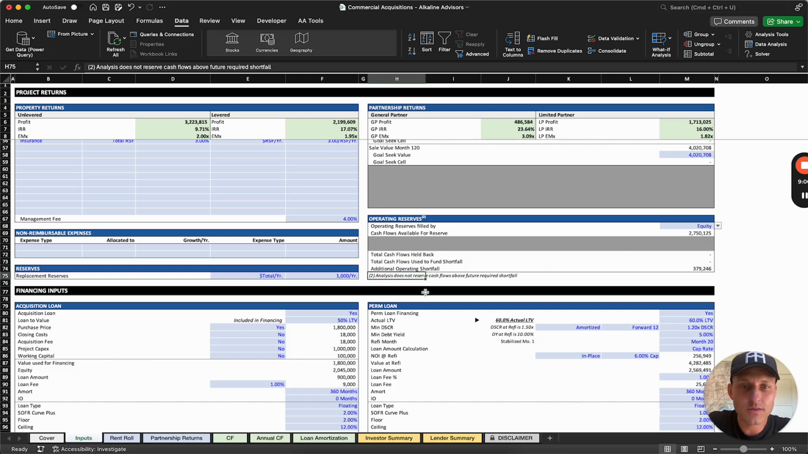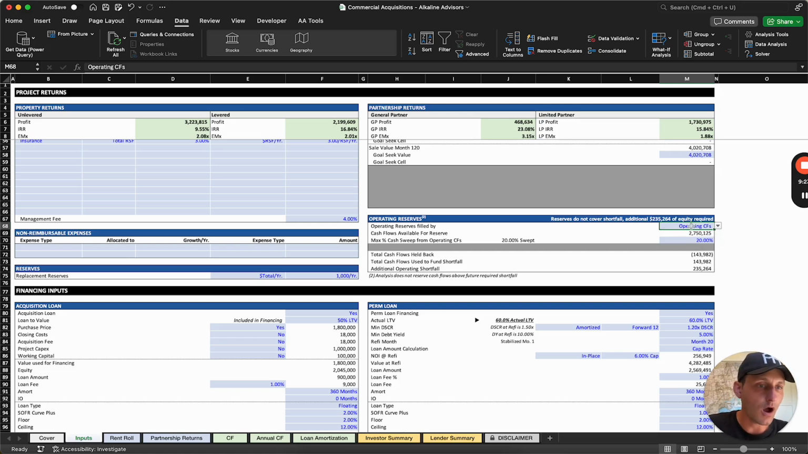Also, something to note is that we don't reserve any more cash than what is required in the future due to shortfall. So this 379 is going to be the most, based on your rent rolls and the lease turnover, the leasing commissions and the tenant improvements needed over the life of the hold period. So we can pay it all with equity. We can choose to pay it with just operating cash flows.